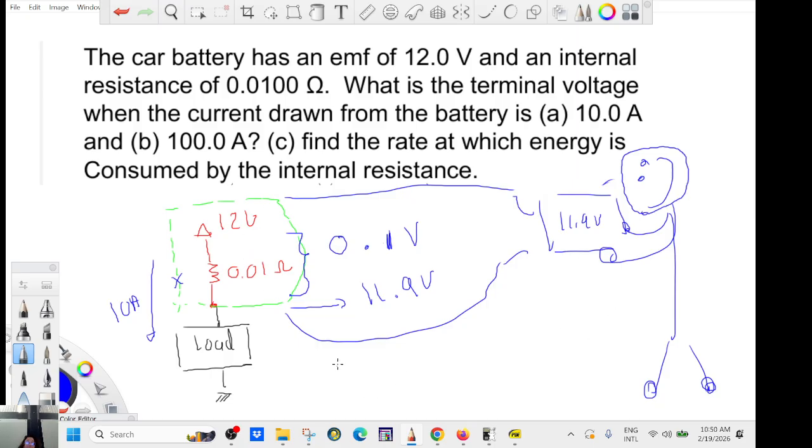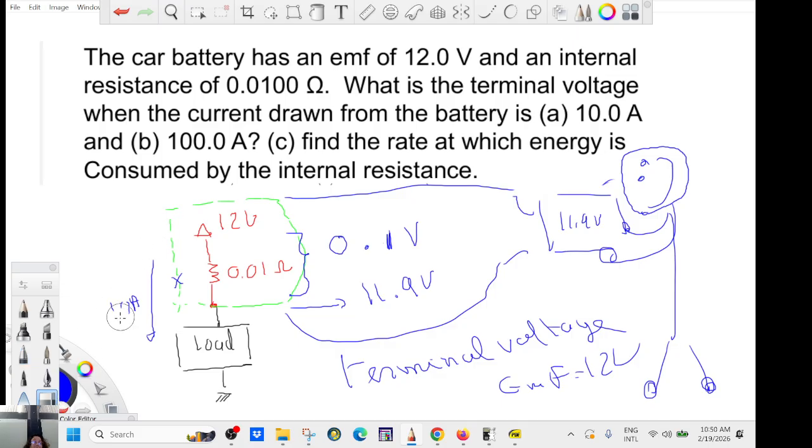So that will be called the terminal voltage, even though the EMF is 12 volt. So how much is left for the load? Okay? And then do the same thing for 100 amps. So do the same computation.